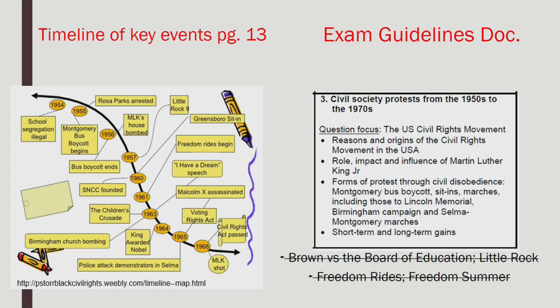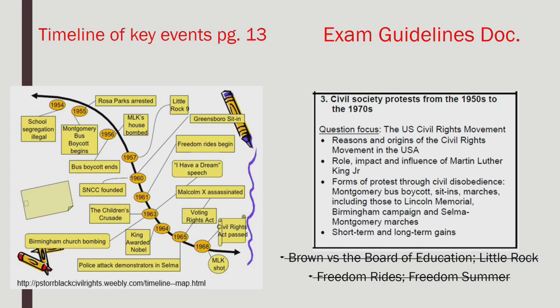Then it starts to shift and change gear in the essay. We start writing about forms of protest through civil disobedience. They mention a few areas that they'd like us to touch on. The one is the Montgomery bus boycott. The next example of civil protest that they want us to talk about is sit-ins. The next one that they want us to talk about would be the marches.